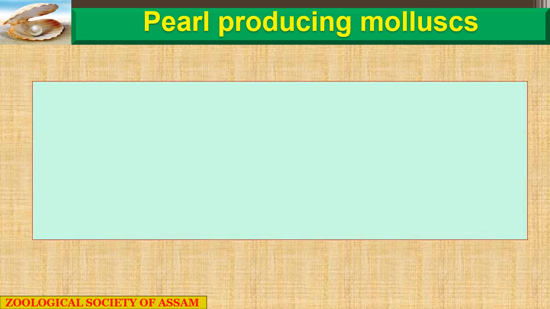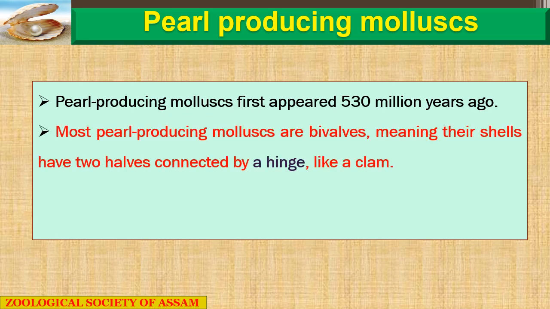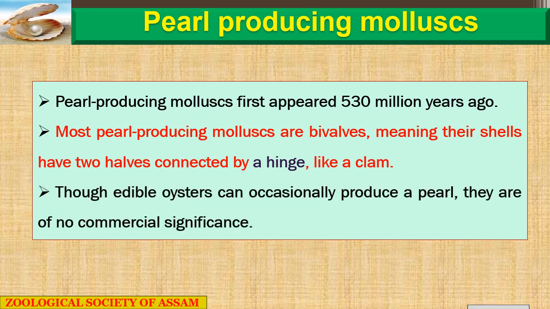The pearl producing molluscs. Pearl producing molluscs first appeared 530 million years ago. Most pearl producing molluscs are bivalves, meaning their shells have two halves connected by a hinge like a clam. Though edible oysters can occasionally produce a pearl, they are of no commercial significance.